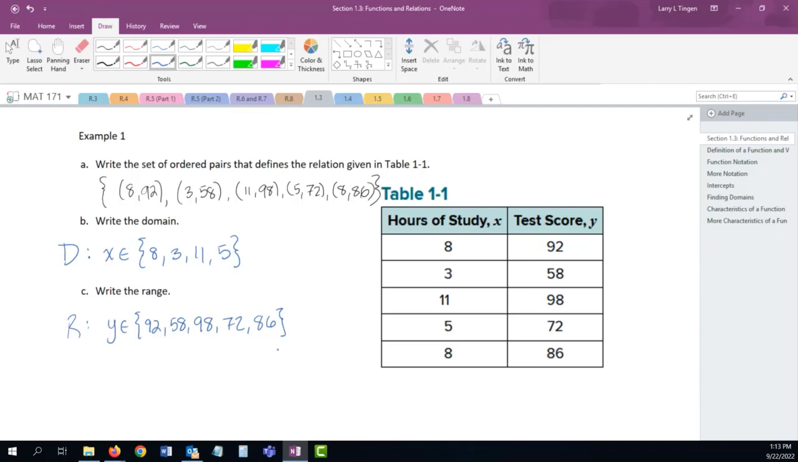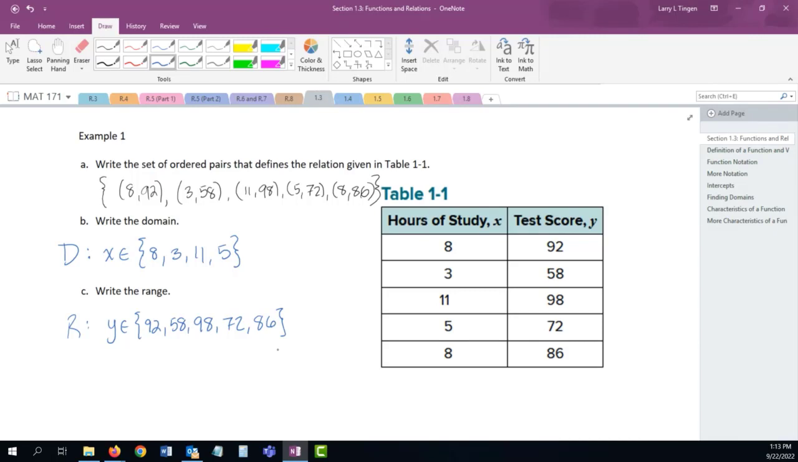If you want to write these in order, that's fine. It's not required in this one. Just pay attention to the directions because sometimes it's going to say write the set, list them in numerical order. All right? So that is domain and range. That's all it is. Domain, all possible x values. The range, all possible y values.